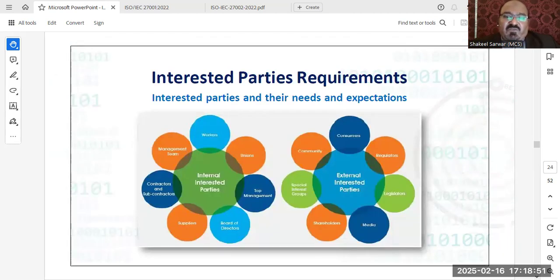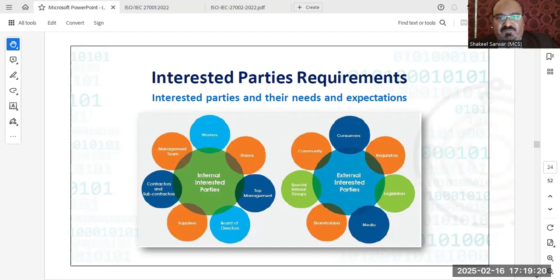Interested parties are individuals or entities that can be affected by or perceive themselves to be affected by the organization's information security management system, ISMS. ISO 27001 emphasizes the need to identify and understand these requirements to ensure that the ISMS aligns with stakeholder expectations and contributes to overall business success.